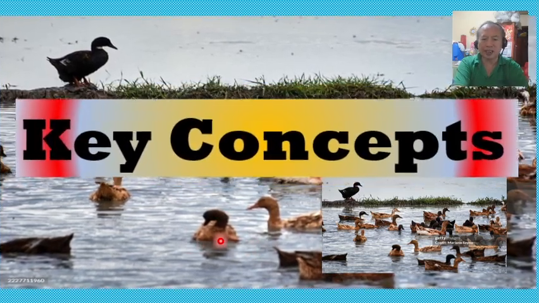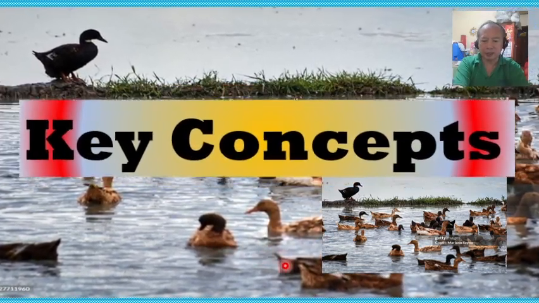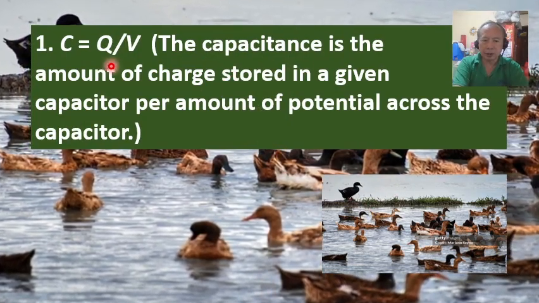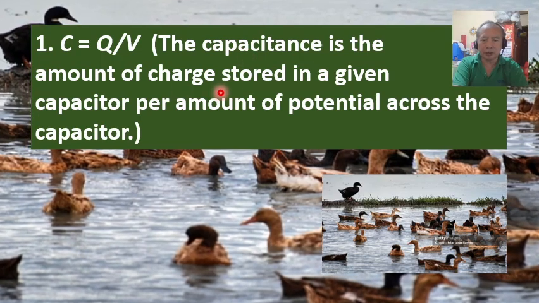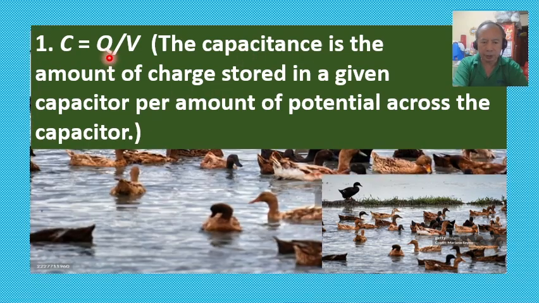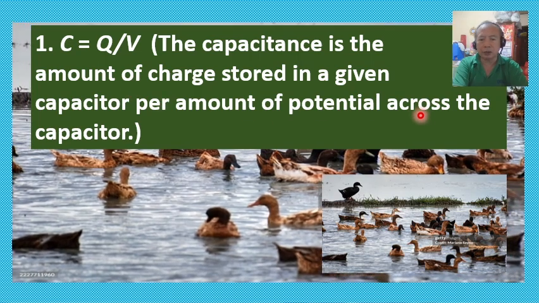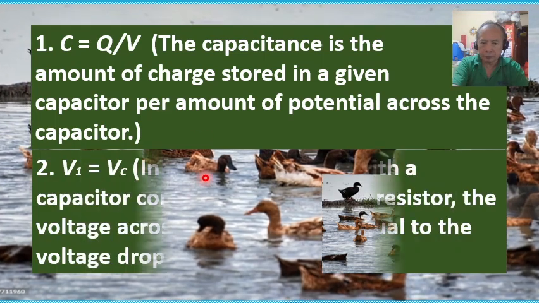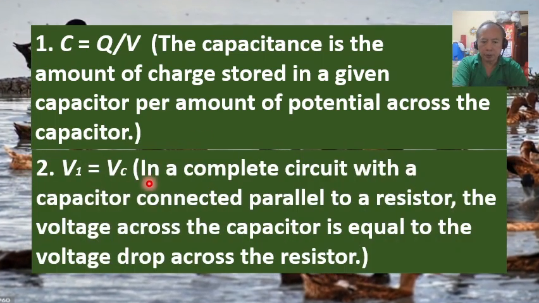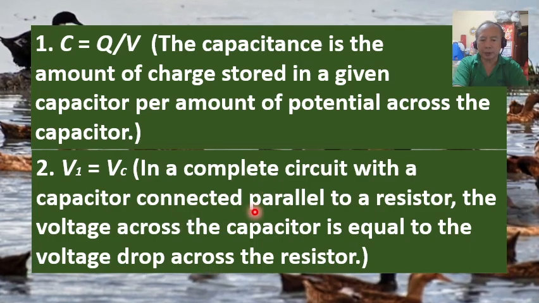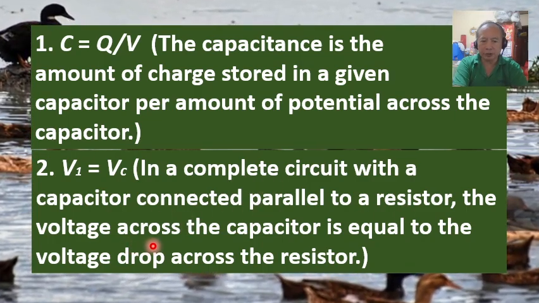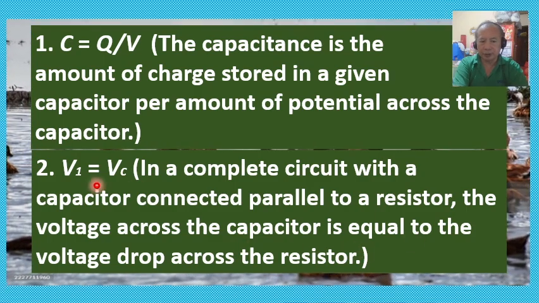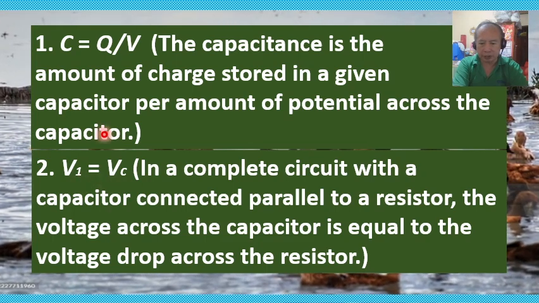Before we end, let us emphasize the key concepts that we applied in this lesson. Number one, the capacitance, big C, is the amount of charge stored in a given capacitor, that's big Q, per amount of potential across the capacitor, capital V. Number two, in a complete circuit with a capacitor connected parallel to a resistor, the voltage across the capacitor is equal to the voltage drop across the resistor. That is, V sub 1 equals V sub C.